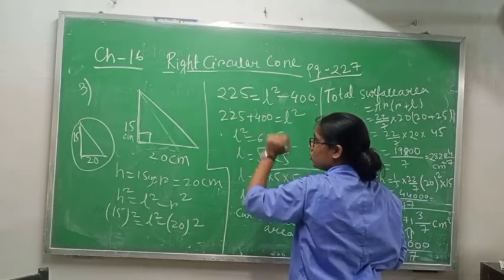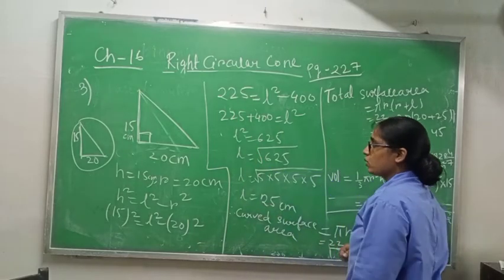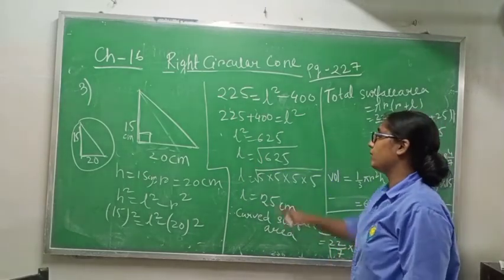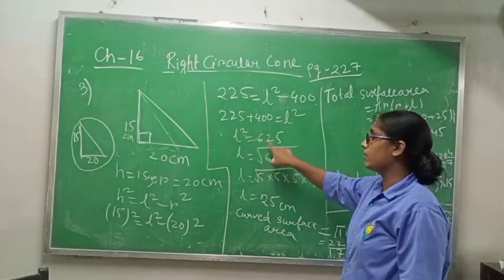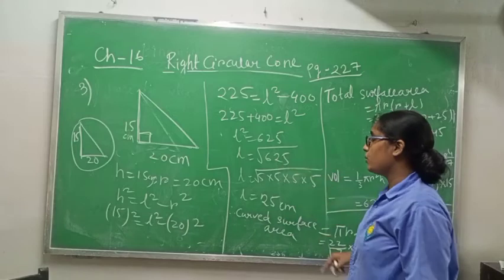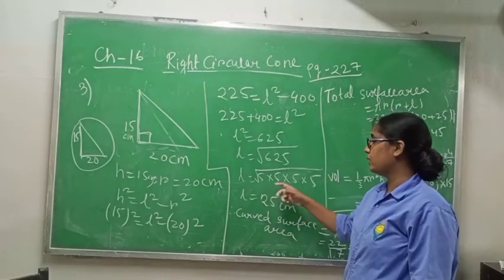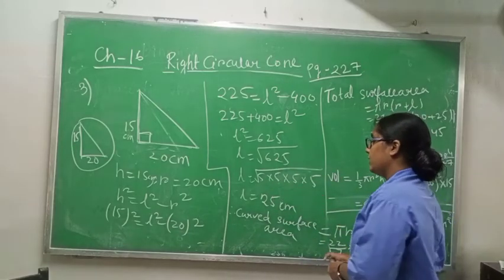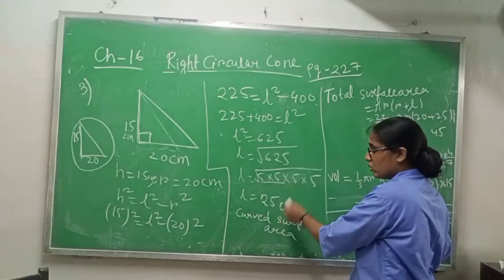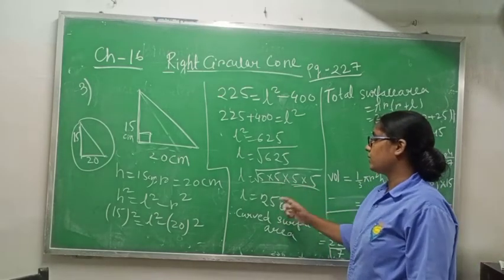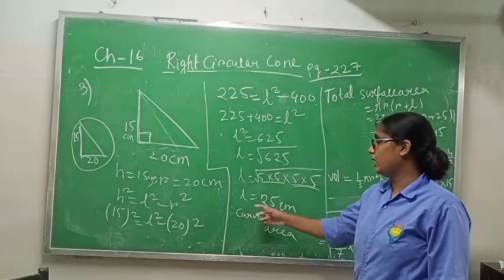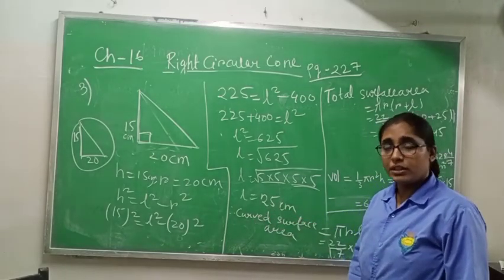So 400 plus 225 you will get L square equals 625. L equals root over 625, because the square will become a root. When you take the LCM of 625, you will get 5 into 5 into 5 into 5. It means that two 5s you can take outside, again two 5s you can take outside. It will become 5 5s are 25. So L equals 25 centimeter.